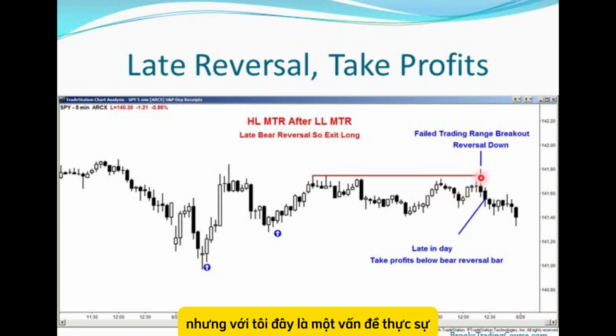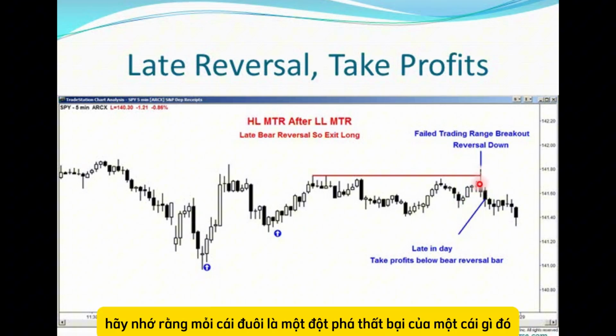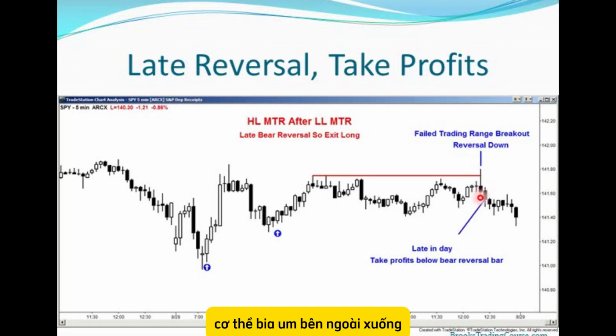But to me, this is a real problem. We tried to break out of the trading range, and we have a big tail. Remember, every tail is a failed breakout of something. So we have a failed breakout and then a strong bear body, outside down. I don't think I would go short.